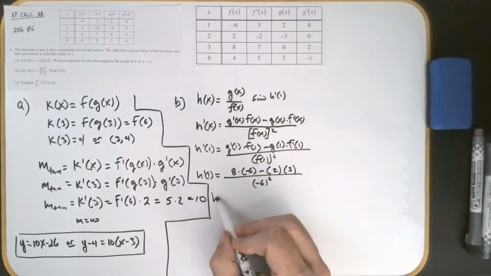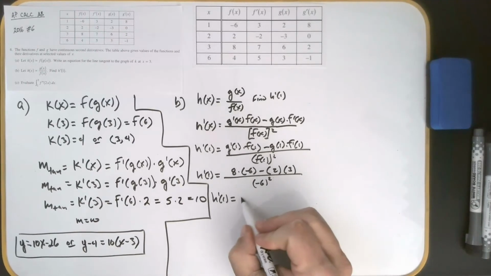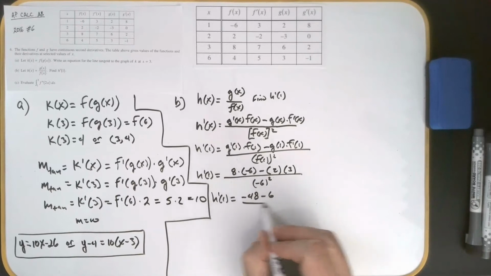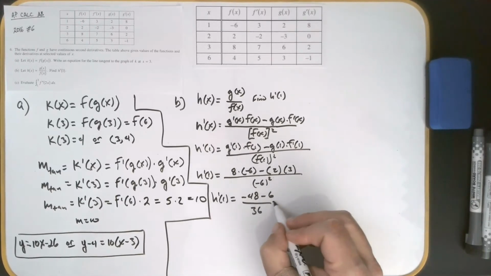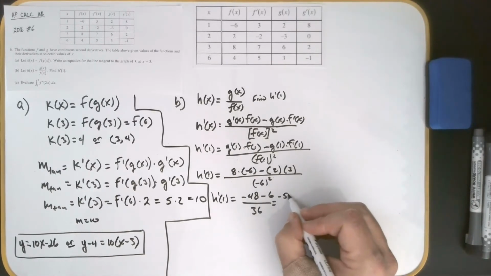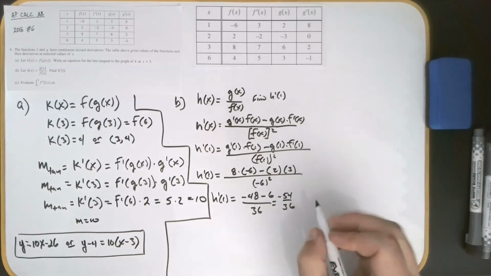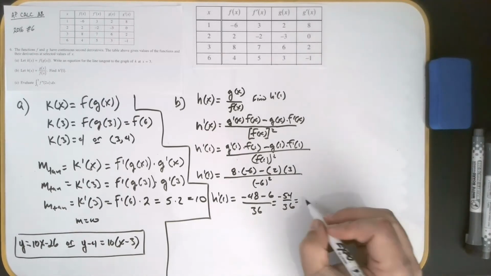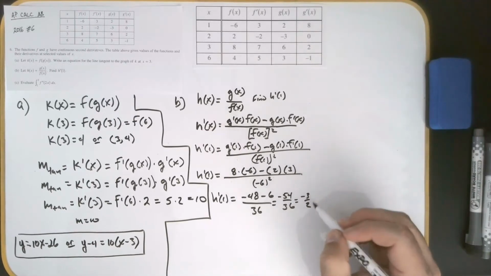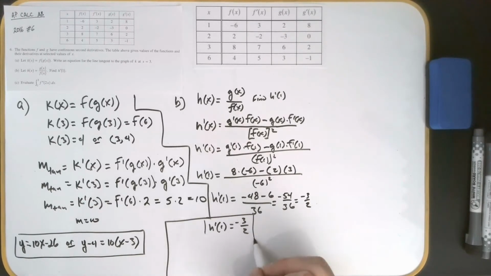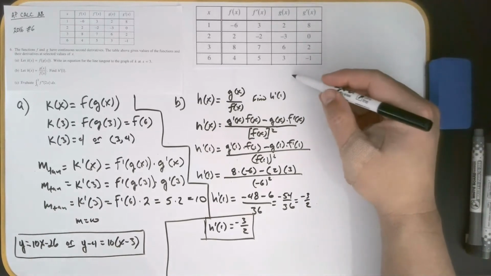Alright, so what do we get here? Looks like we have h prime of 1 is equal to negative 48 minus 6 all over 36. So that's looking like negative 54 over 36. And if you can reduce your fraction, 18 goes into those, negative 3 over 2. So h prime of 1 is equal to negative 3 halves. Quotient rule question, and reading a table. There it is. Okay.